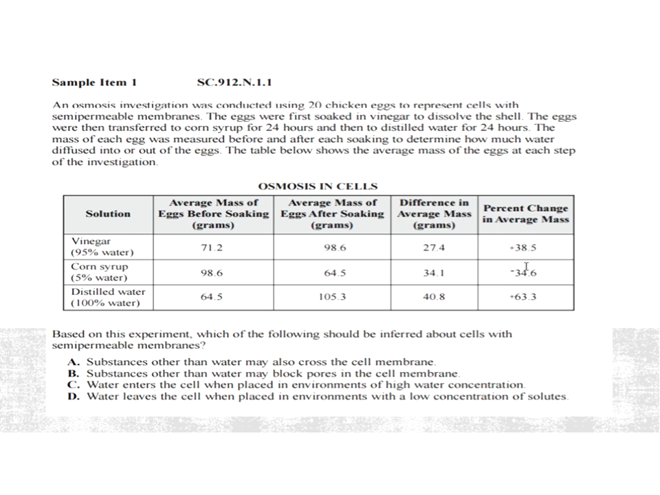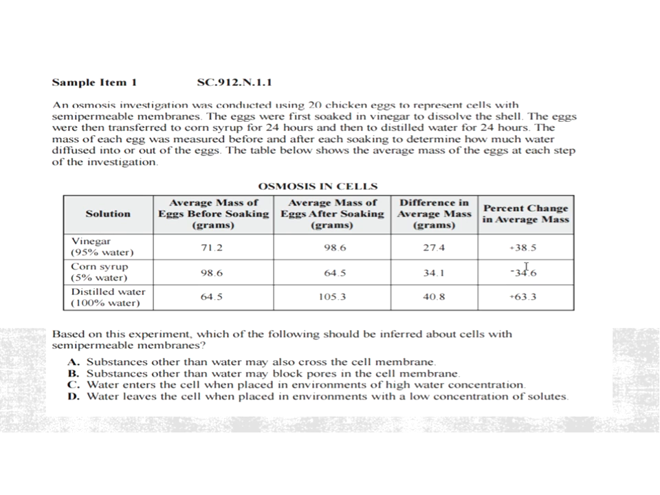I know you guys can read, but I'm just going to go ahead and read it out loud. An osmosis investigation was conducted using 20 chicken eggs to represent cells with semi-permeable membranes. The eggs were first soaked in vinegar to dissolve the shell. The eggs were then transferred to corn syrup for 24 hours and then to distilled water for 24 hours. The mass of each egg was measured before and after each soaking to determine how much water diffused into or out of the cells, or the eggs.